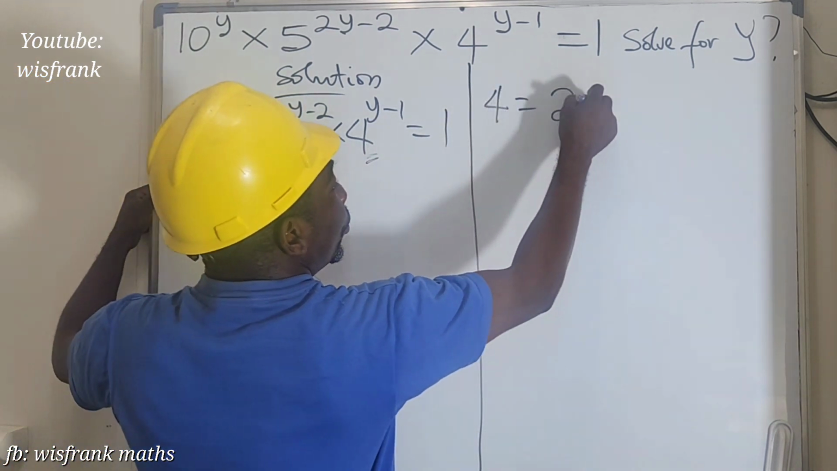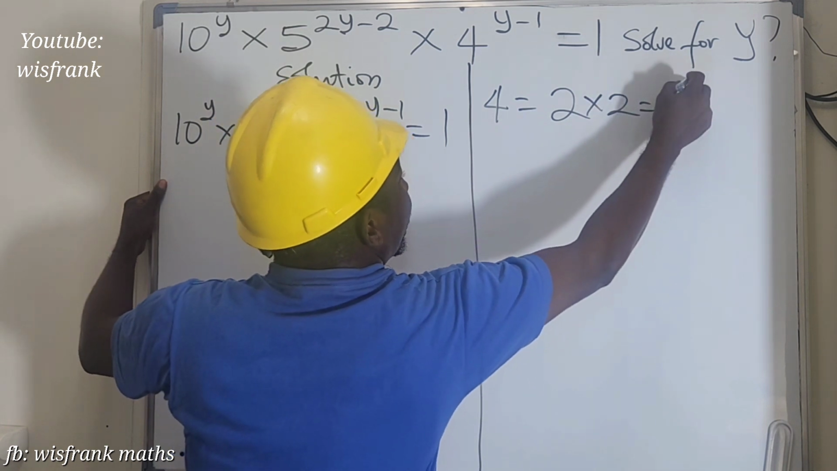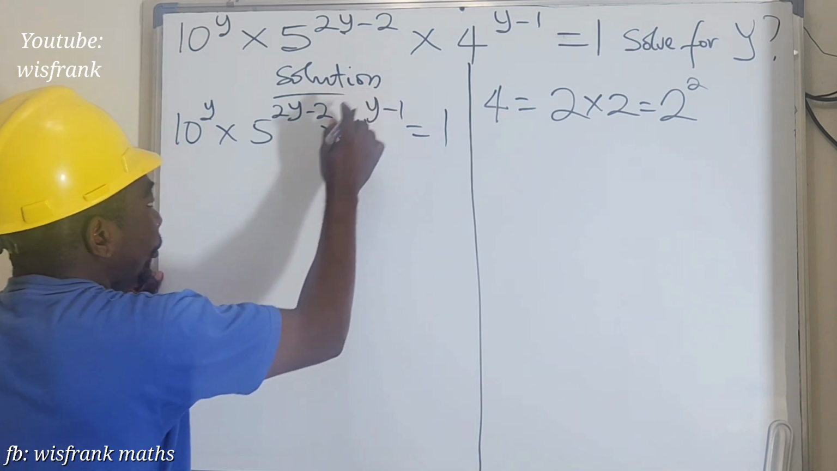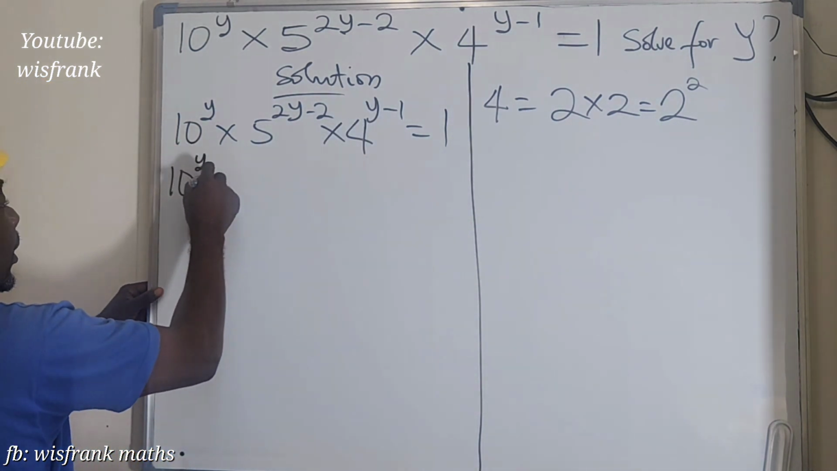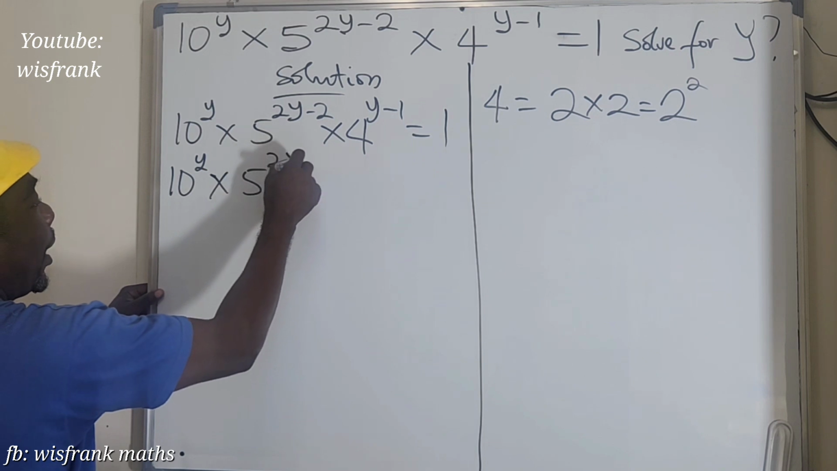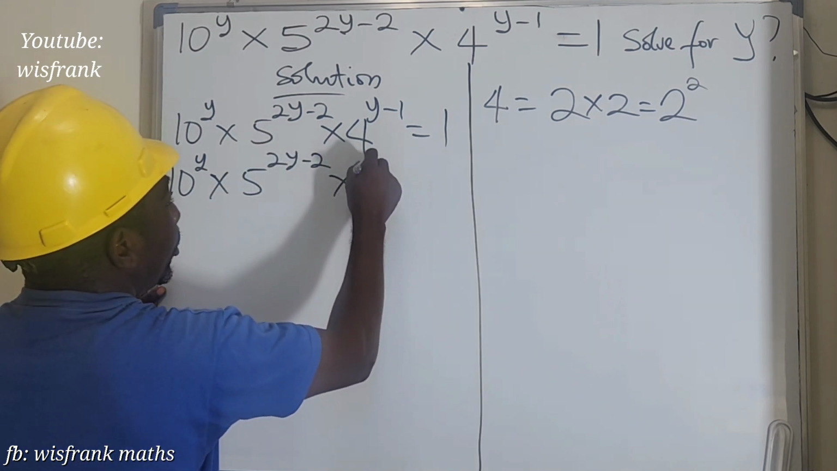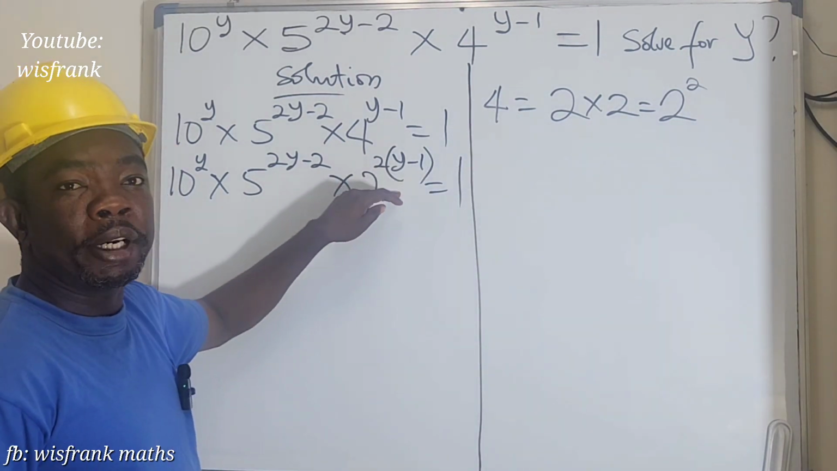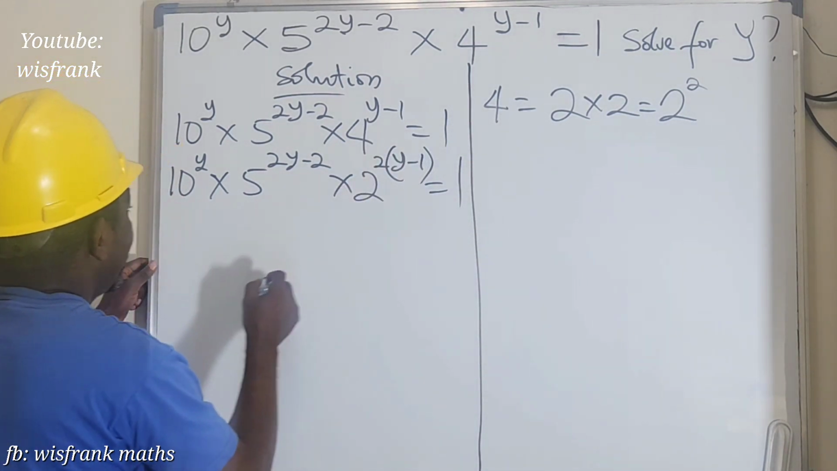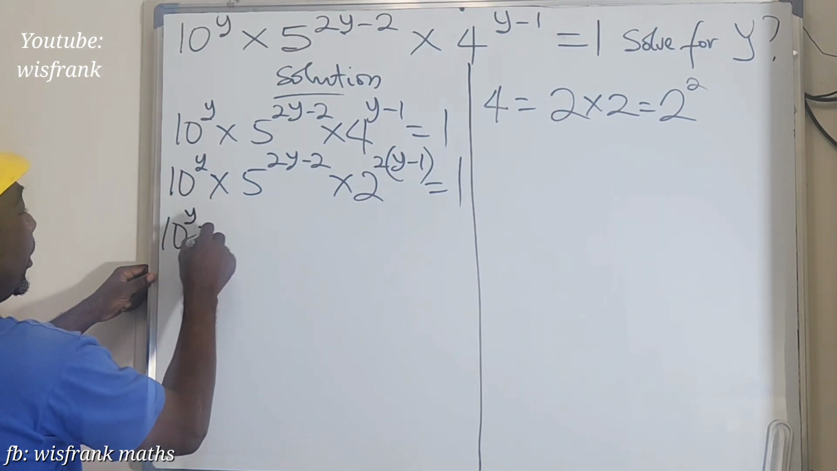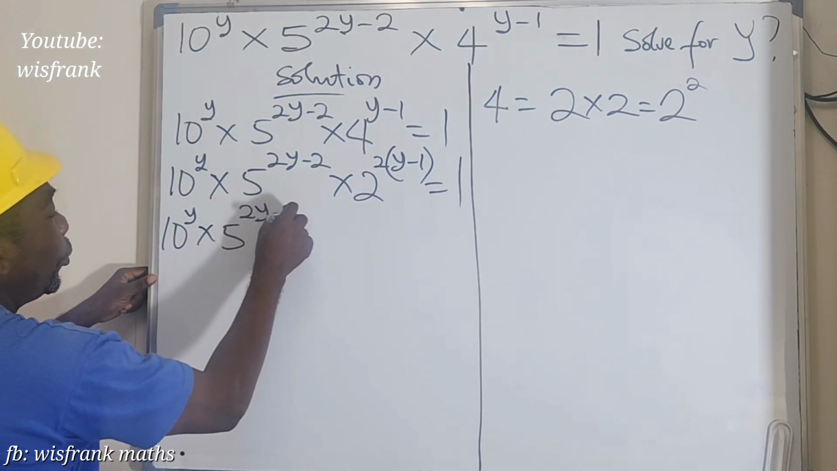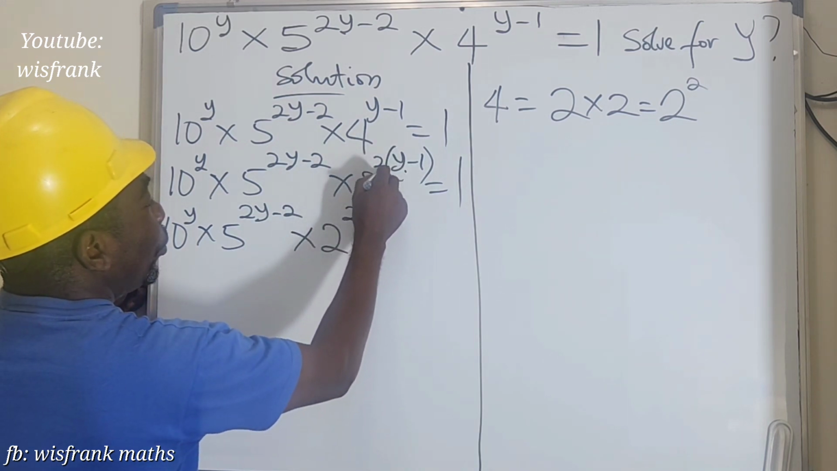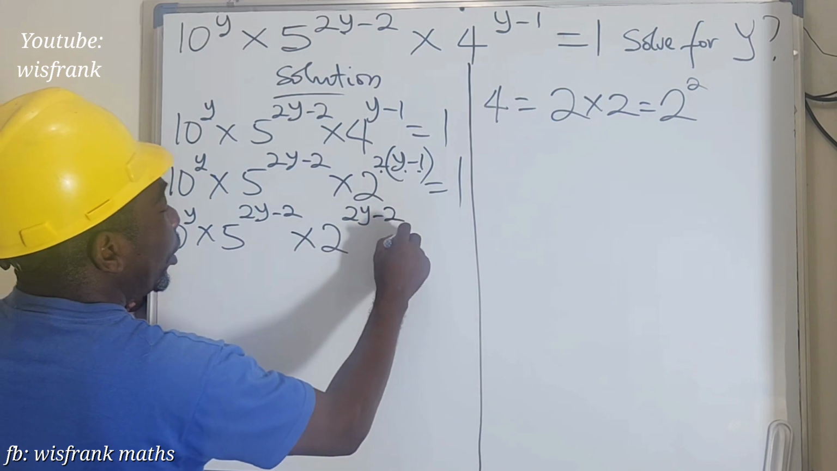4 is the same thing as 2 times 2, which is equal to 2 raised to the power of 2. First of all, let us substitute 2 raised to the power of 2 in the place of 4. So we have 10 to the power of y times 5 to the power of 2y minus 2 times 2 to the power of 2 into y minus 1 equals 1. We need to expand the parentheses on this index. So this will become 10 to the power of y times 5 to the power of 2y minus 2 times 2 to the power of, this is 2 times y, we have 2y, then 2 times minus 1, we have minus 2, equals 1.